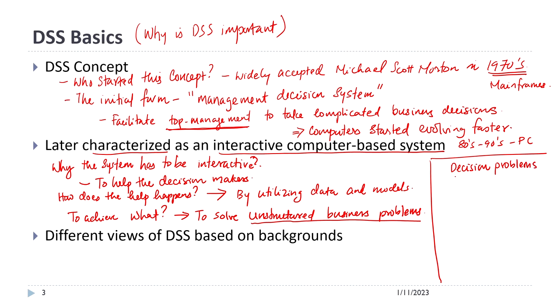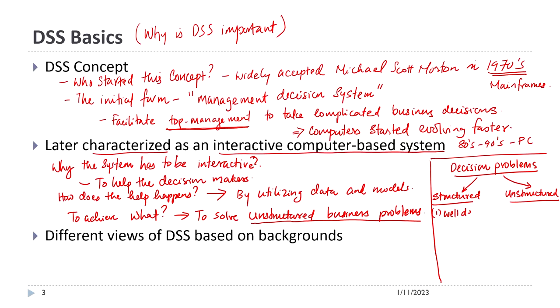As I said earlier, we can broadly classify the decision problems into two. Okay, going to divide it into two. One is called structured decision problems, and the other is unstructured decision problems. Okay, so one is structured, another is unstructured. So what is a structured decision problem? These are the main characteristics of this.